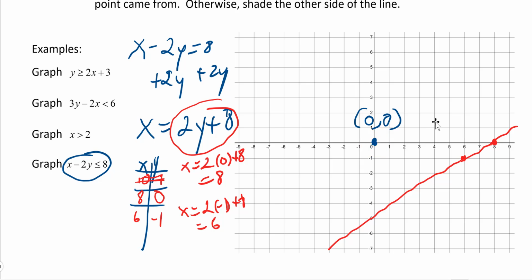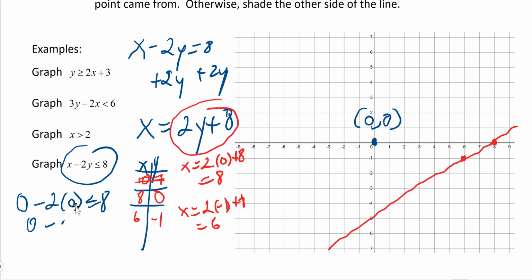If it made it false, then we would shade the other side. So let's see what we actually get. We're going to plug 0, 0 into that. We're going to get 0 minus 2 times 0 is less than or equal to 8. That's 0 minus 0 is less than or equal to 8, and that is 0 is less than or equal to 8, and that's true.